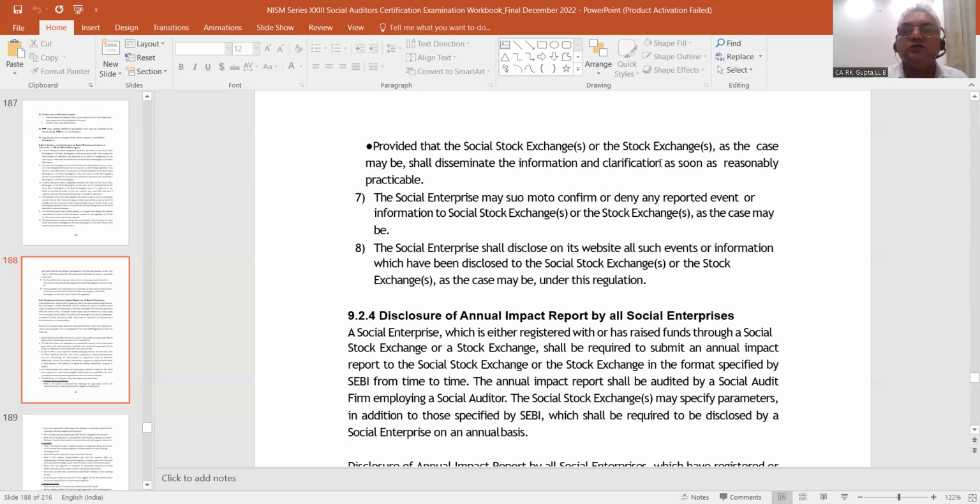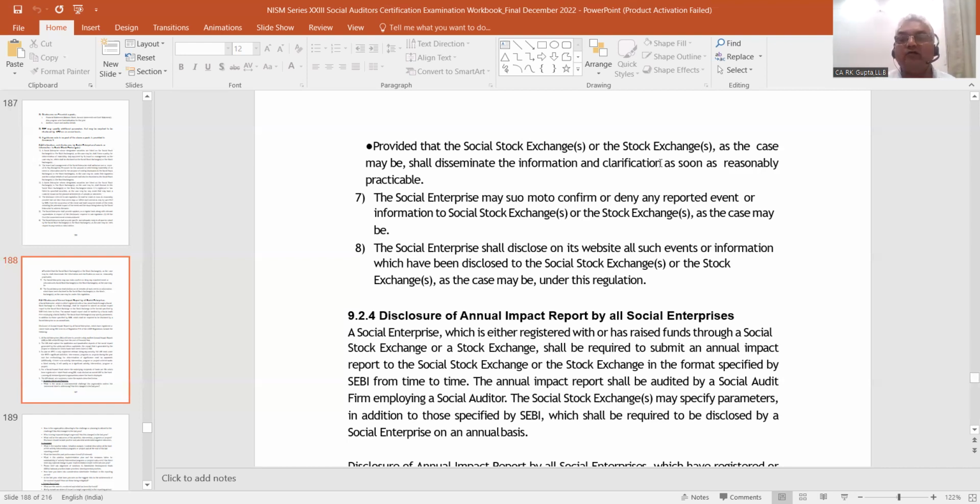Yes. Like in case of CPRs also, we are running a study circle. So what we do is upload the information before the organization of the event, and there could be a chance that the event may not actually happen. Then we will cancel it, or say that no such event happened. So the social enterprise shall disclose on its website all such events or information which have been disclosed to the social stock exchange or the stock exchanges, as the case may be, under this regulation.